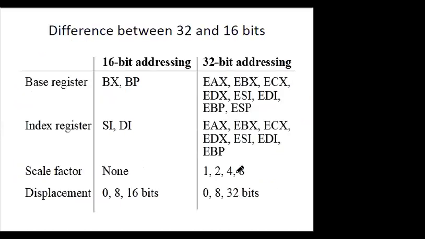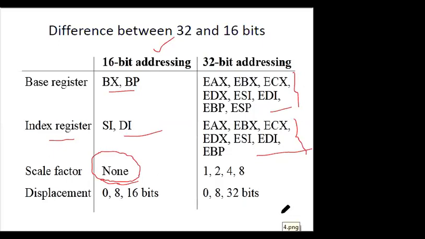Let us see what is the difference between 16-bit and 32-bit addressing. We have base registers. In case of 16 bits, these are the base registers. In case of 32-bit addressing, these are base registers. Then we have index registers, SI and DI. There, these all can be used as index registers. Now we have a scaling factor. There is no need of a scaling factor in case of 16-bit addressing, and hence none of the scaling factors are present in this case.